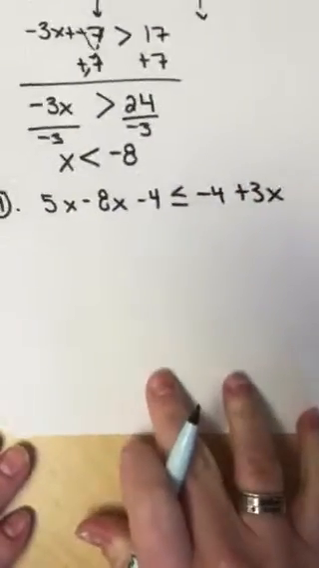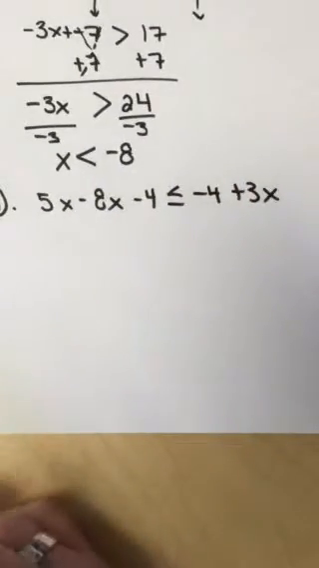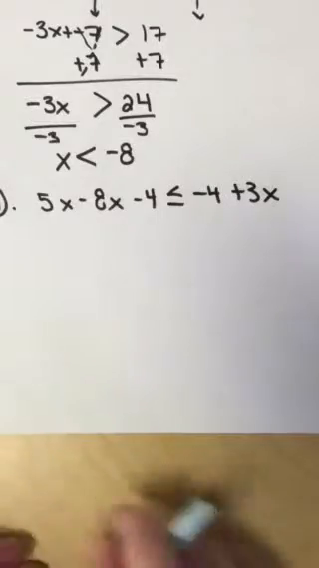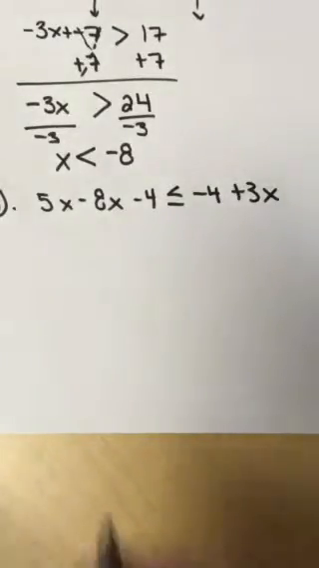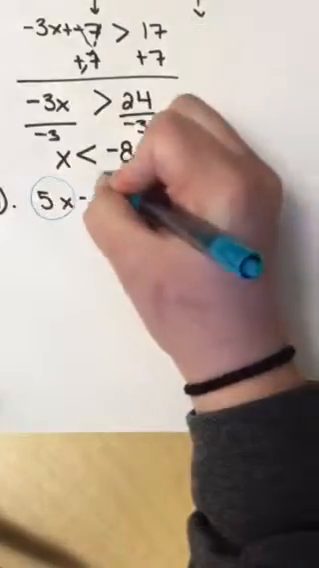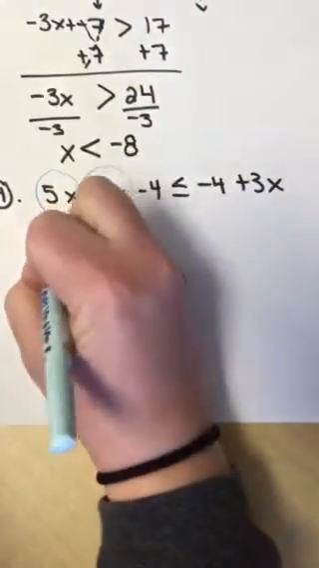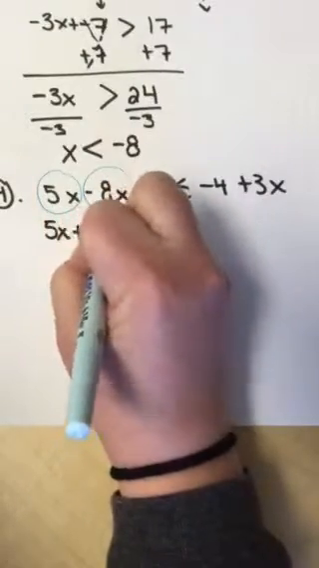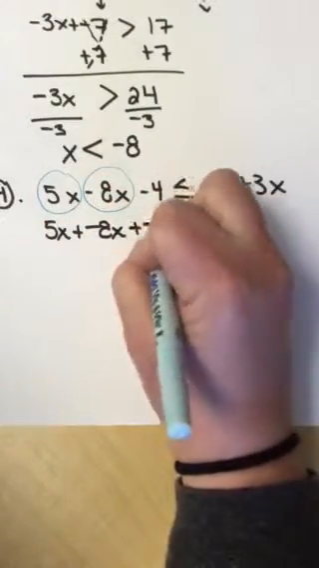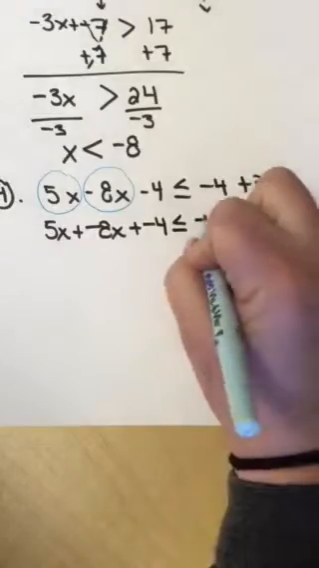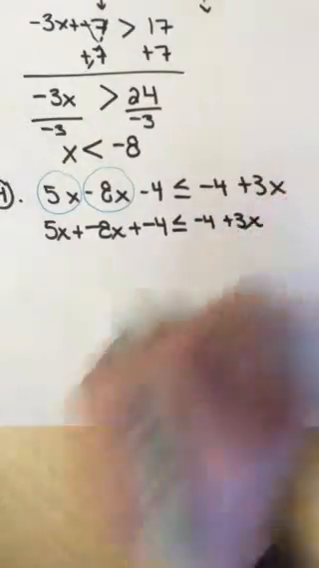Okay, so let's see if you got this right. First things first, we're going to put the apples with the apples and the oranges with the oranges. We're going to combine like terms. This is a 5x and this is a negative 8x, or a minus 8x. So we're going to put them together: 5x plus a negative 8x plus a negative 4 is less than or equal to negative 4 plus 3x.